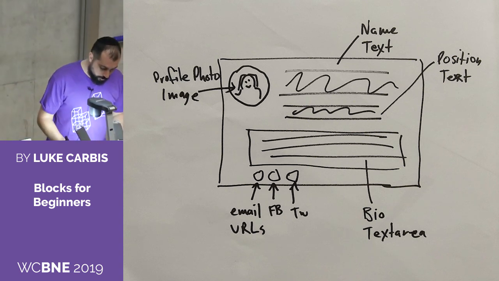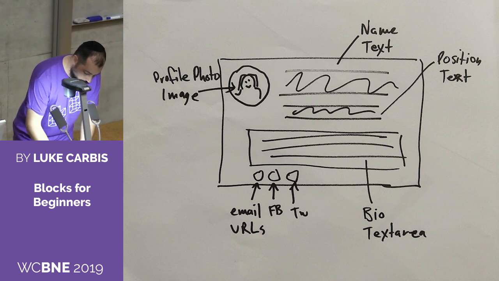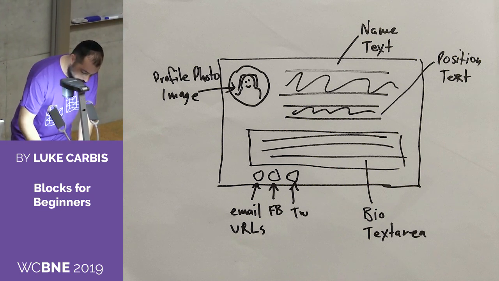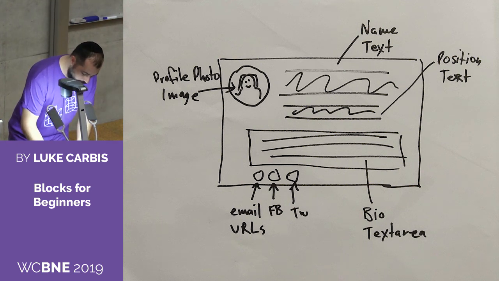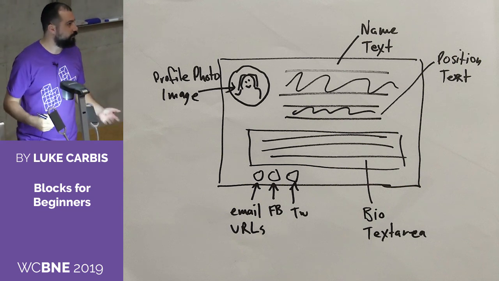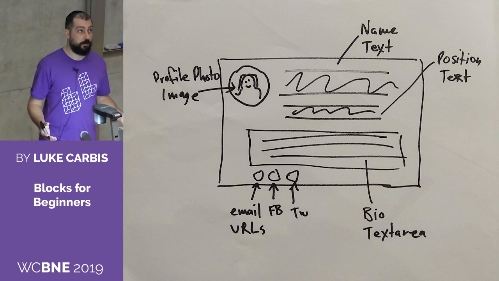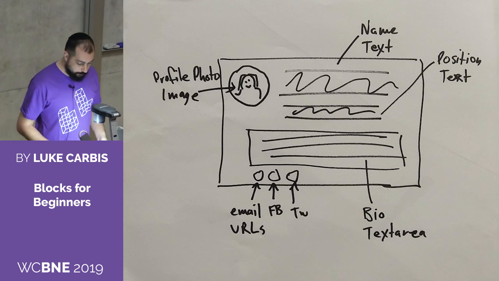So, let's set aside an area here for some text, and then maybe we'll put our social buttons at the bottom, like email, Facebook, Twitter. All right, how's that look to everyone? Good. So let's think about this a little bit more.